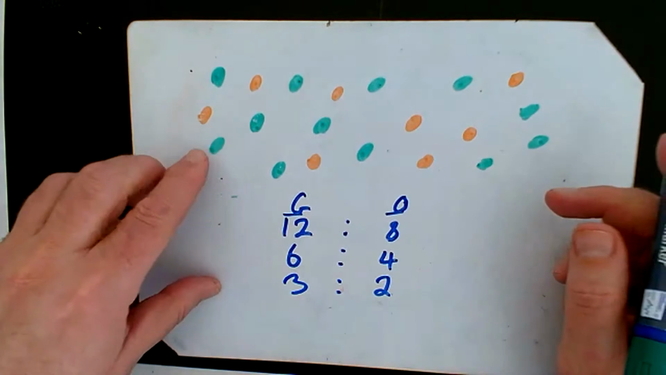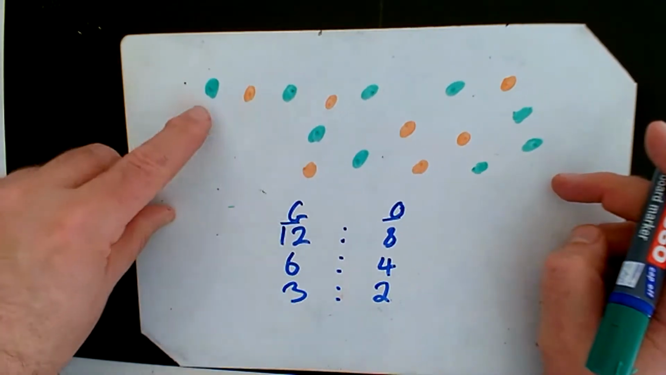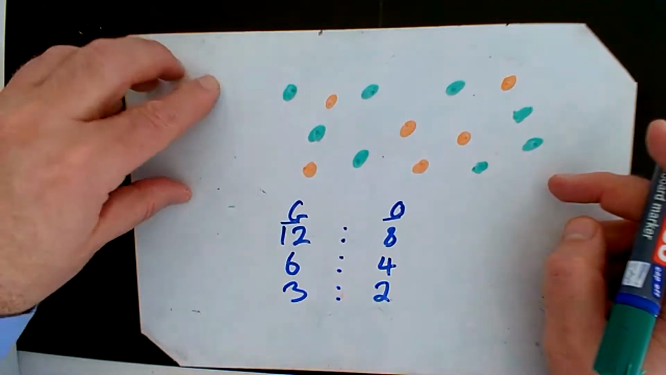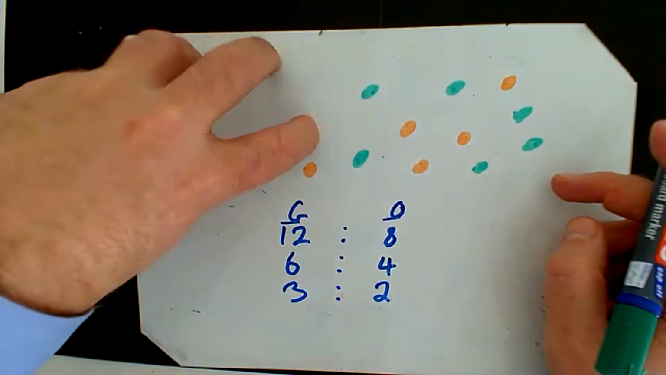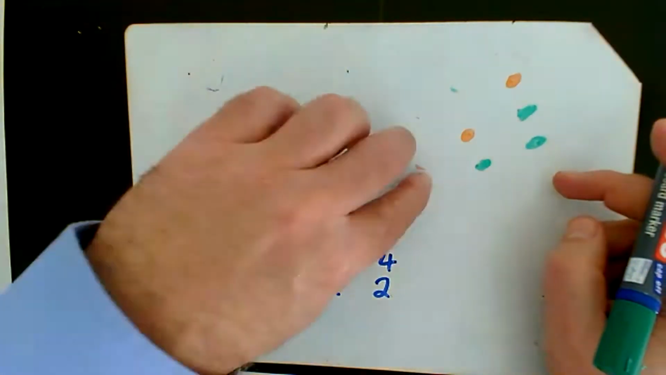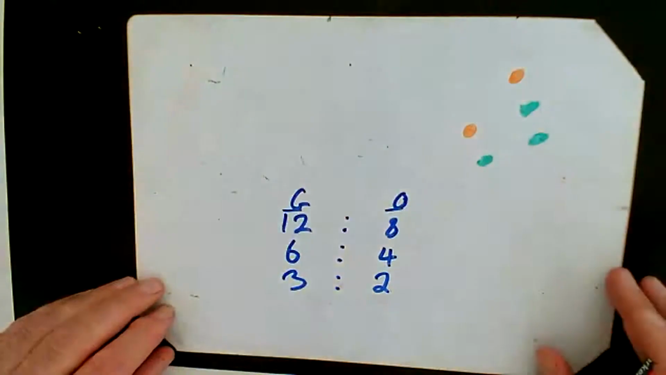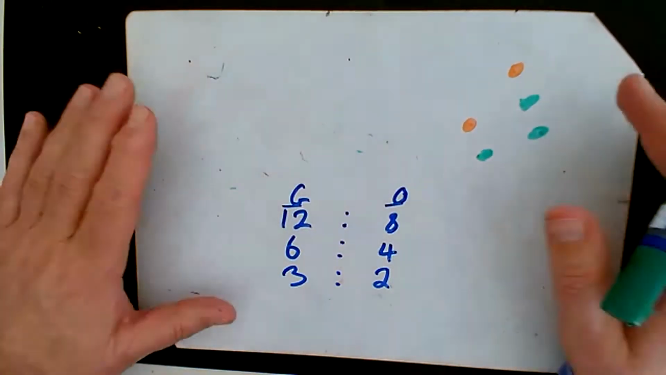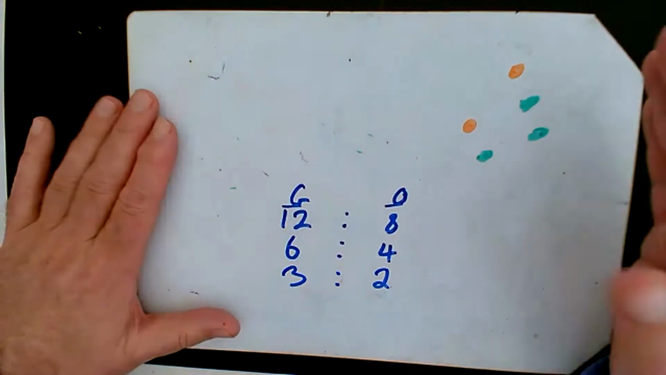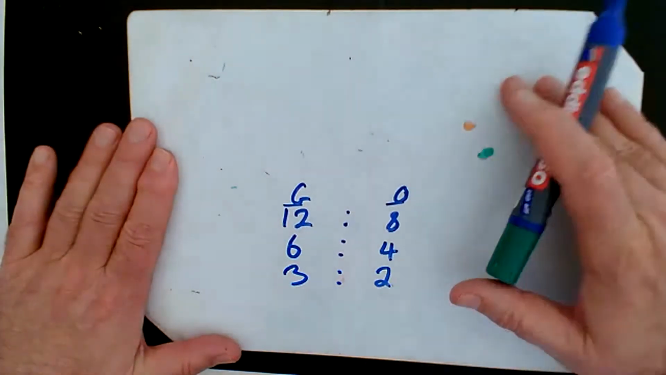Let's see if that works. I'm going to rub out 3 green. 1, 2, 3. There are 2 orange. If I keep doing that, I rub out 3 greens and 2 oranges. 1, 2, 3, 2 oranges, and I'm left with 3 greens for 2 oranges. And that's what a ratio is. It's almost a kind of way of sharing things out in one respect. But for every so much of one number, there's another.